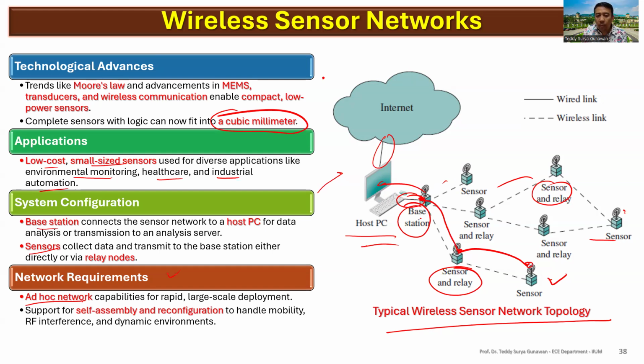Okay, so the network requirement is ad hoc network capable, for rapid and large-scale deployment. Okay, and also support for self-assembly and configuration to handle mobility, RF interference, and dynamic environment. So maybe this one will change. If there's too much interference, maybe you cut this one, or if you add this one, you can add to here. You can measure the RF interference or the distance. Okay, then it can manage itself.